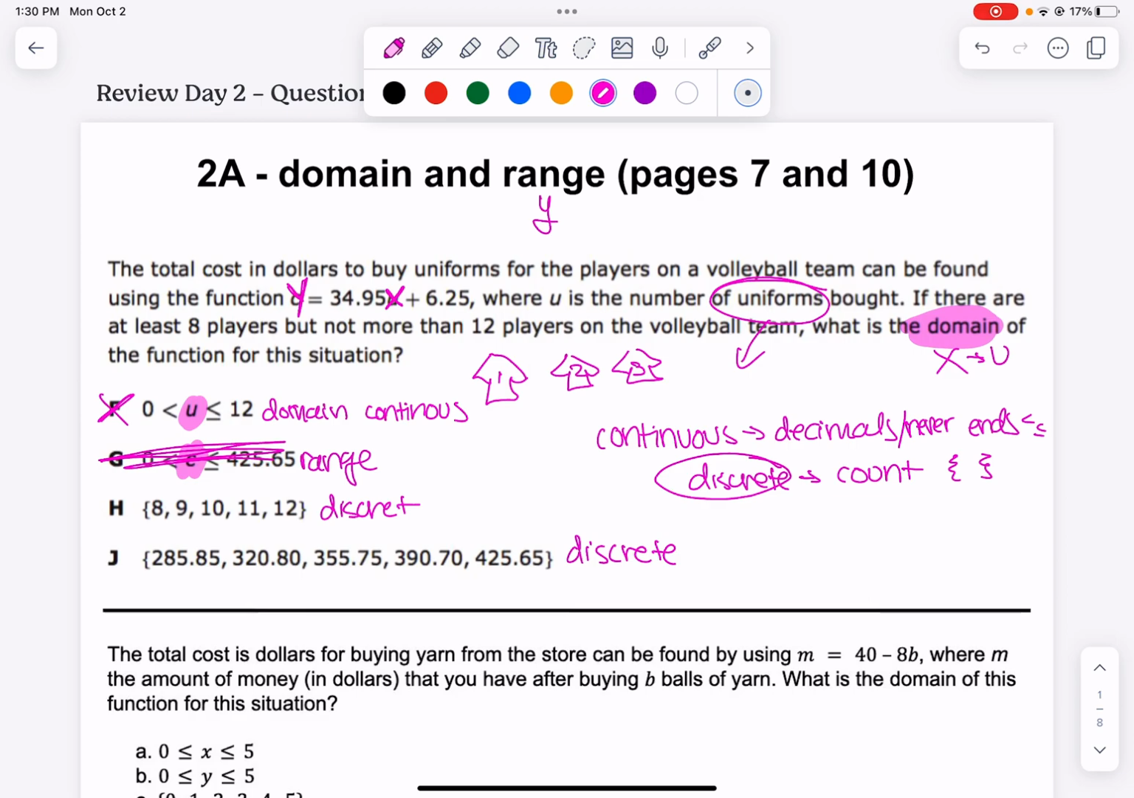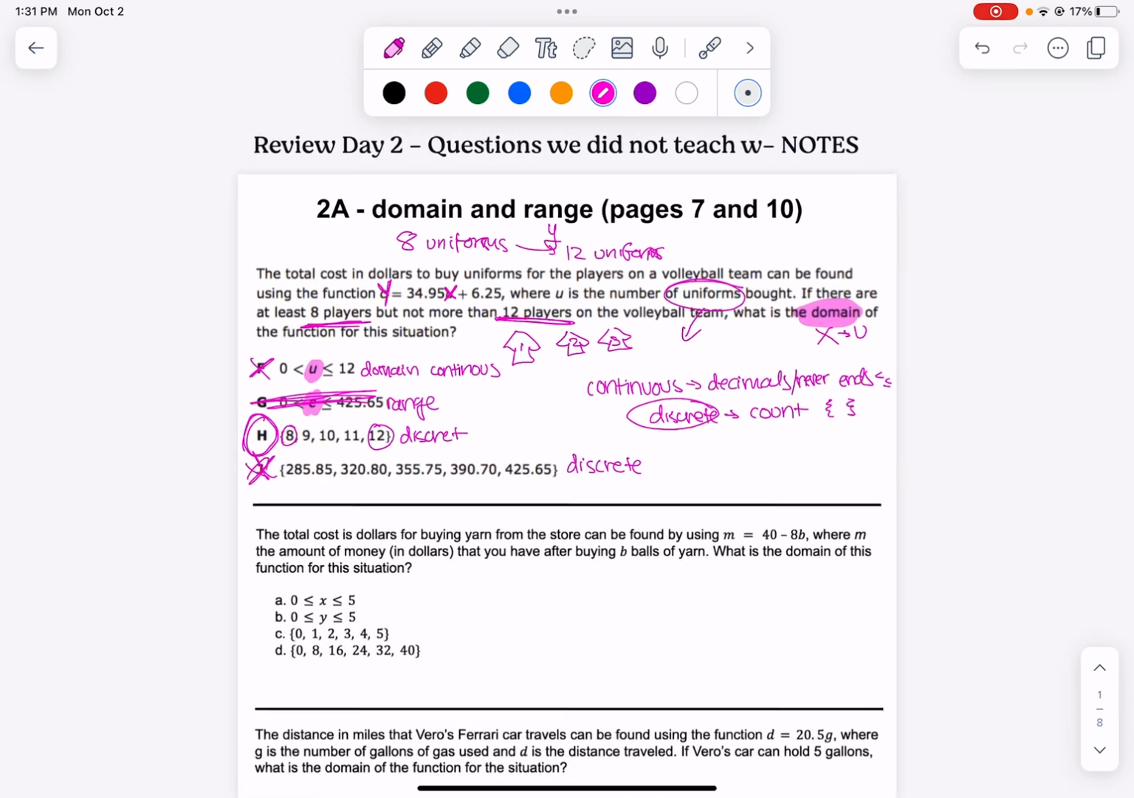So when I look at this, I know that domain is U, which is uniforms. And I know I have 8 players, and then I have 12 players. So I have to have 8 uniforms to 12 uniforms. So what answer choice has 8 and 12 in it? Very good, H. So J is our range, H is our domain.